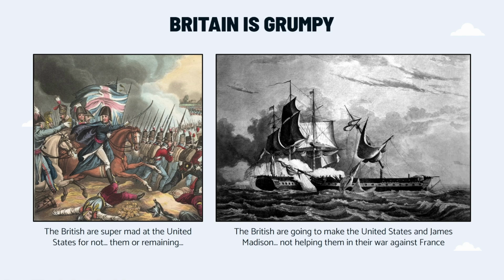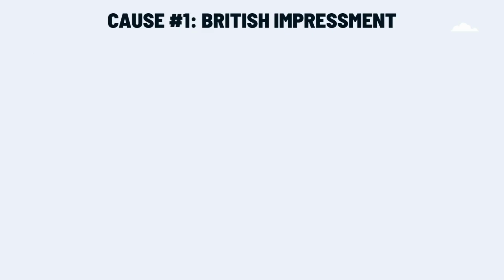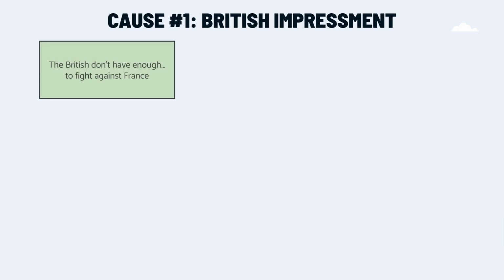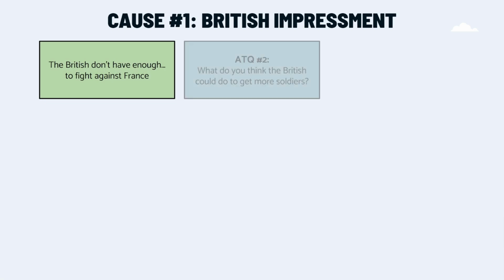And we're going to get 2 causes that Madison is going to deal with under his presidency. The first is British impressment. At this time, the British don't have enough soldiers to fight against France. They're also dealing with other conflicts around the world. So my question to you is this: what do you think that the British could do to get more soldiers? How could they grow their army? Answer that in your notes and we'll see if you're close.